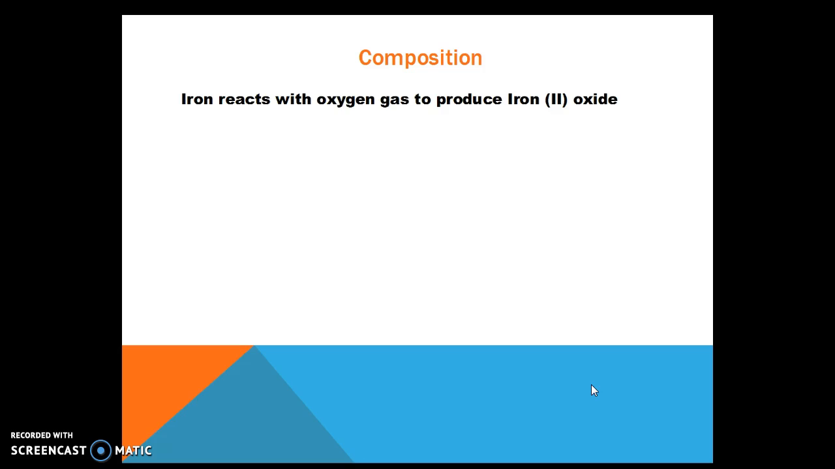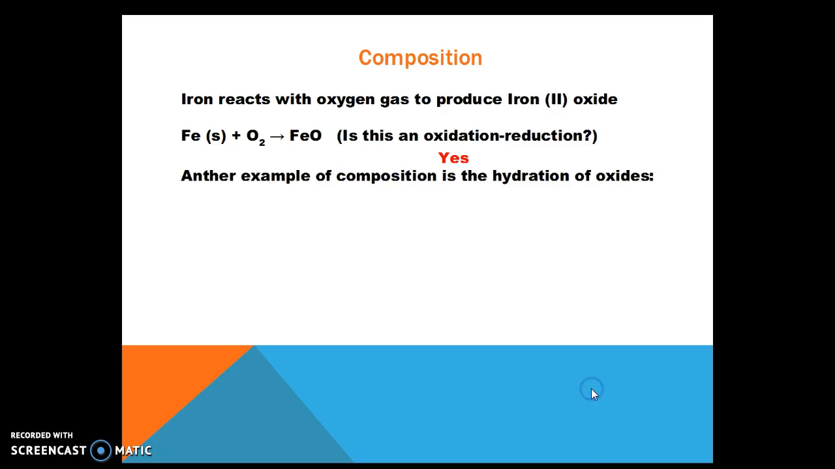Continuing our discussion of composition or synthesis, we have iron reacting with oxygen to form iron(II) oxide. Here is the equation. It's not balanced. Is this an oxidation-reduction? Well, applying the criteria we just said, yes, it is. Another example of composition is the hydration of an oxide. For example, calcium oxide reacts with water to form calcium hydroxide.